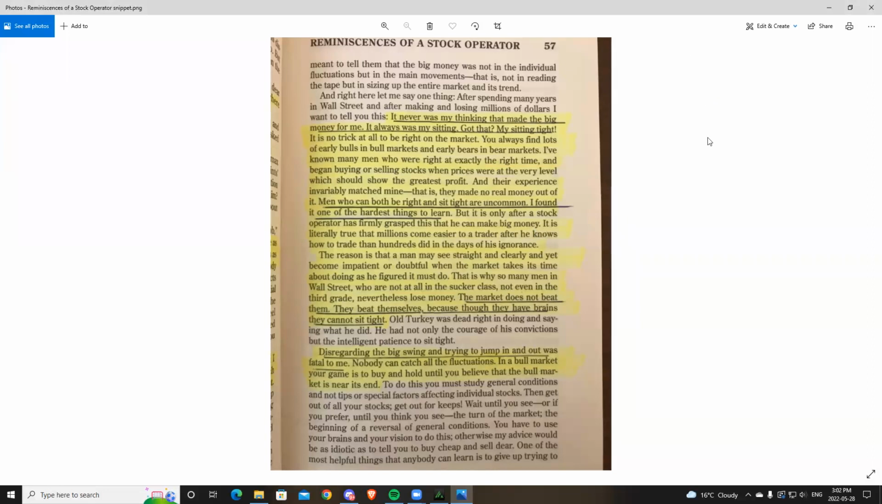So this little snippet from Reminiscences of a Stock Operator has been one of my go-to just to keep me in line whenever I'm trading. Most important thing here, let's just go through it. Never was my thinking that made the big money for me. It always was my sitting. So that is basically what trading is all about, especially when it comes to options, and primarily what my strategies are about.